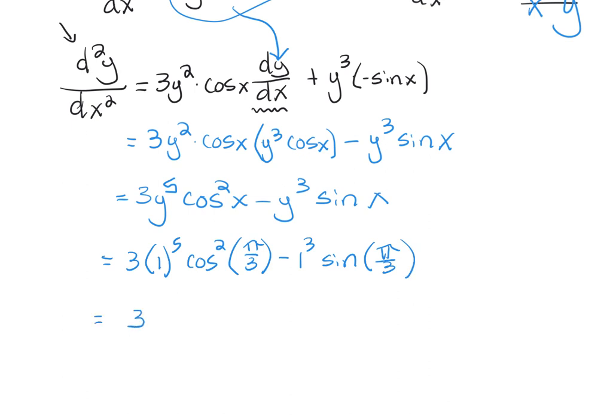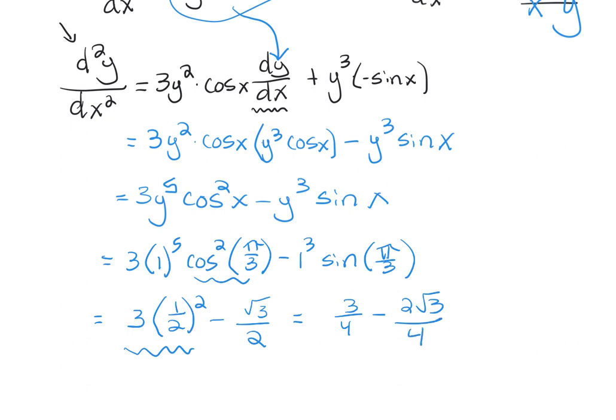So I have 3 times, this would be 1/2 squared, minus square root of 3 over 2. So then I have 3 times 1/4, so 3/4 minus square root of 3 over 2. I'm going to change that to 2 square root of 3 over 4 to get a common denominator. So 3 minus 2 square root of 3 over 4 is my final answer.